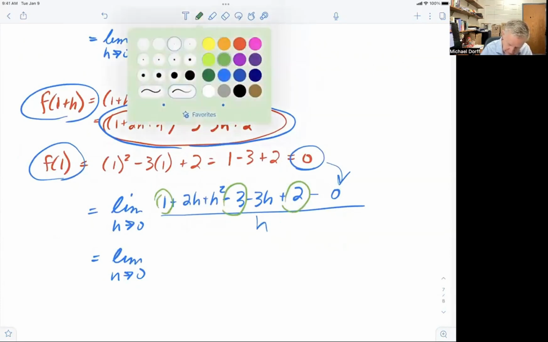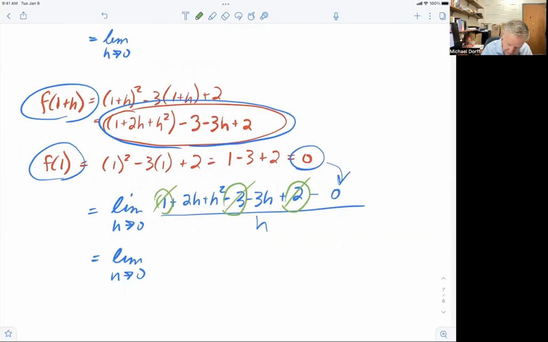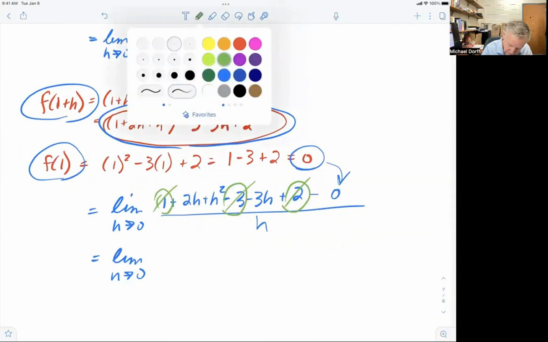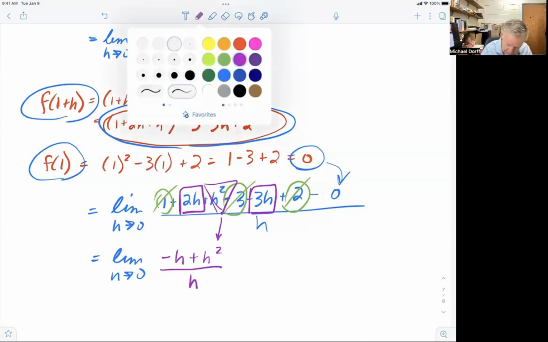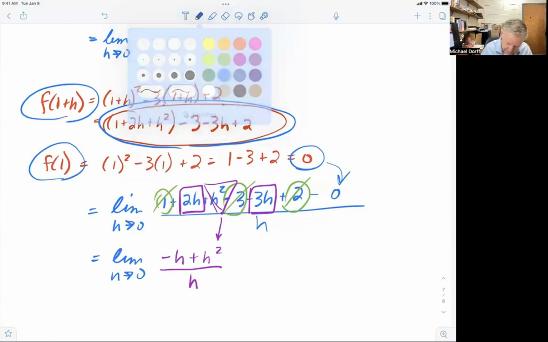Let me put that. Those cancel out to be 0. And in purple, I've got plus 2h minus 3h, so I'm going to get in purple minus h. And then I've got that plus h squared here. That's going to go down there, all over h. That's from the bottom. So now I simplify this.